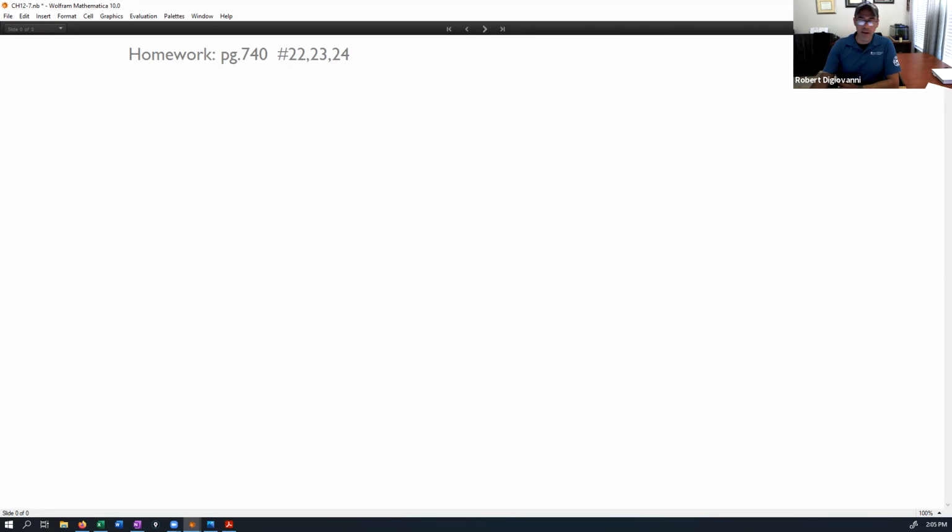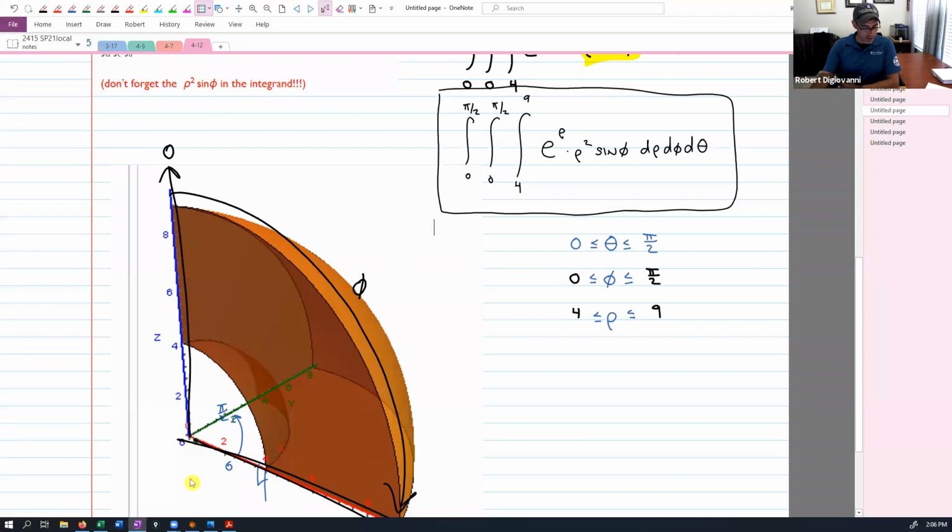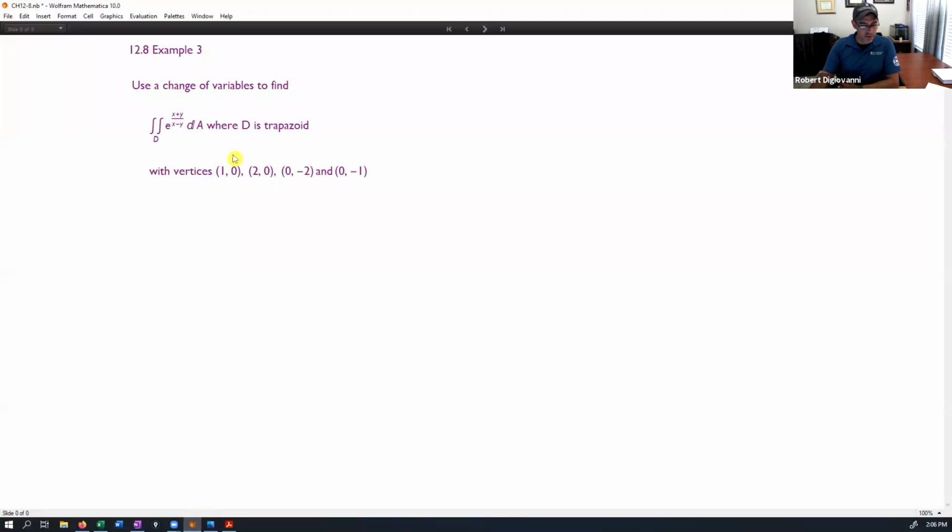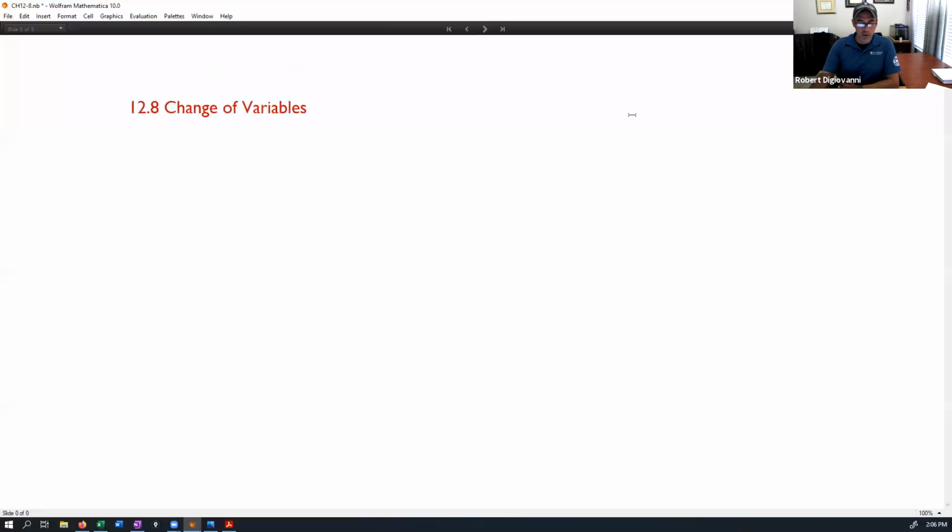All right, I had talked about skipping 12.8 and I thought about it more and I decided not to. So we are going to do 12.8, change of variables. Let me just tell you a little bit about this section.